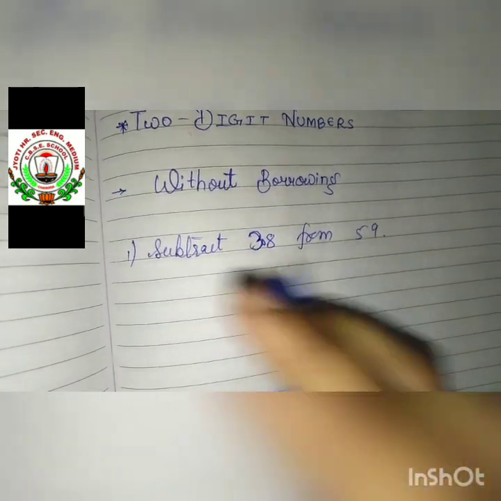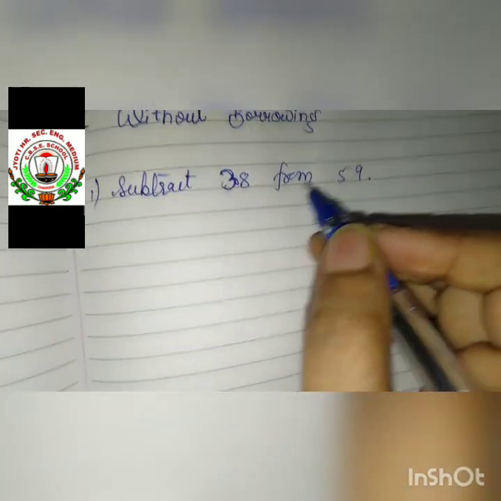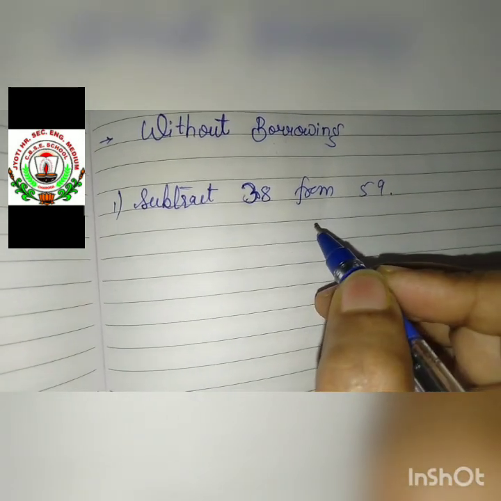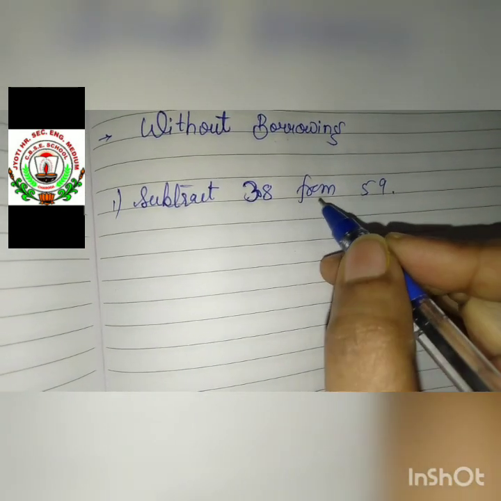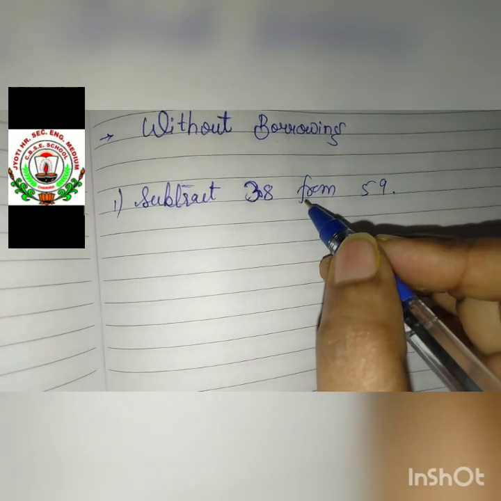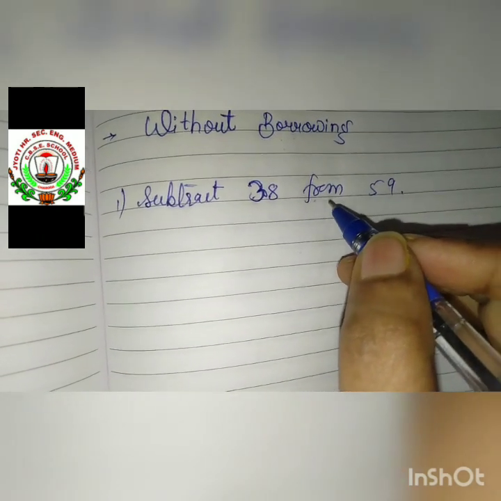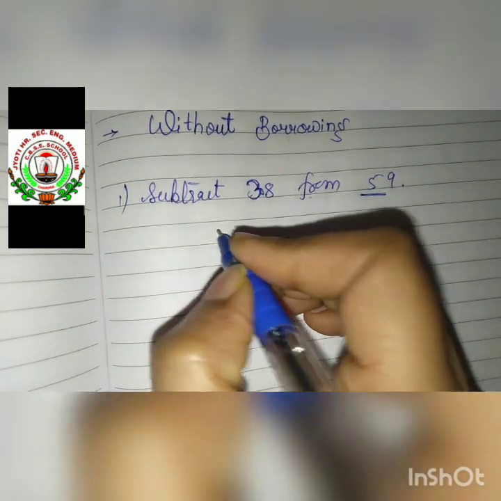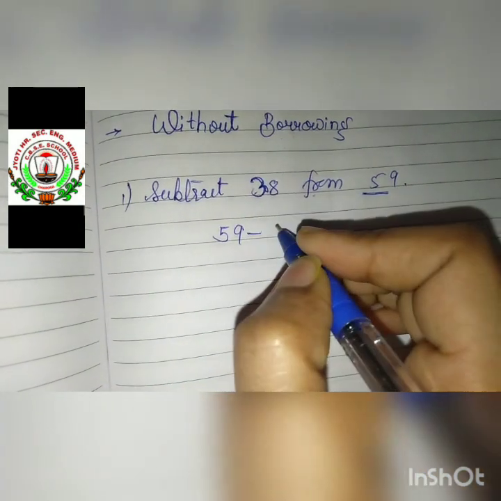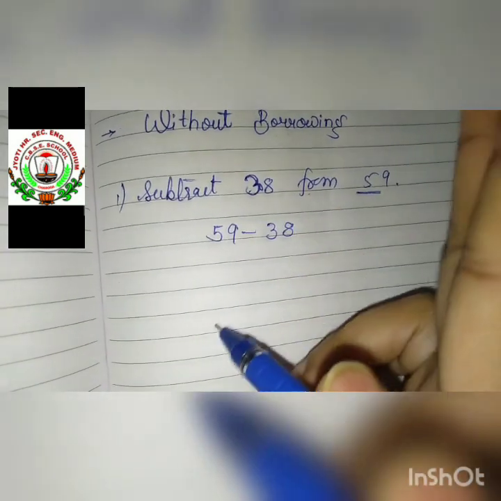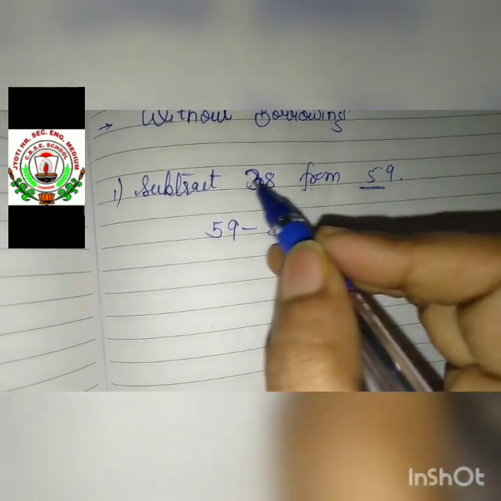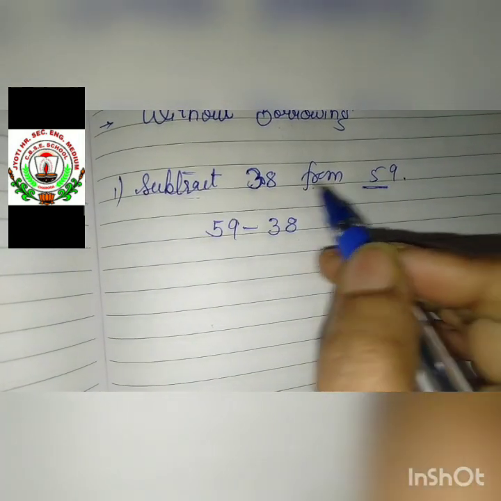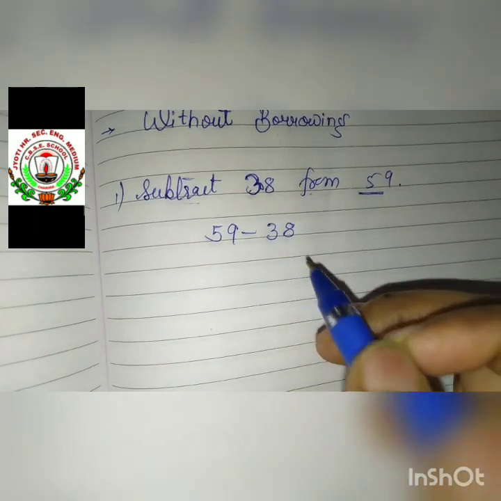Subtract 38 from 59. Here two numbers are given, 38 and 59. See children, which one to write first? The first method is to look at the word "from". Whenever "from" is written, the number given after "from" will come first, and the leftover number we will write down as the second number. The second method is to see which one is greater. Always while doing subtraction, we have to take the greater number first and then the smaller number.